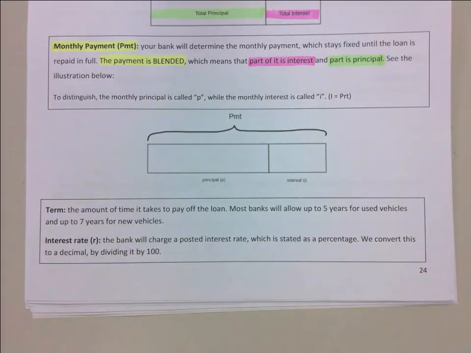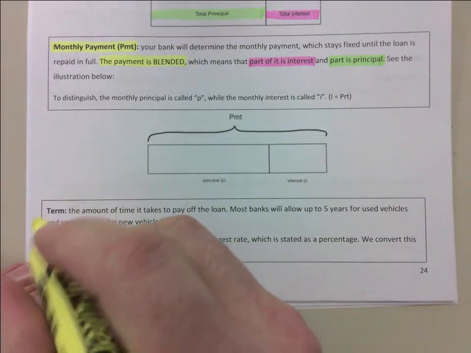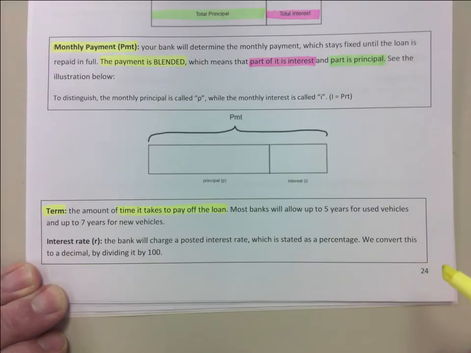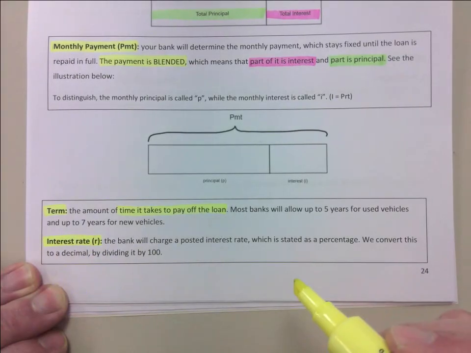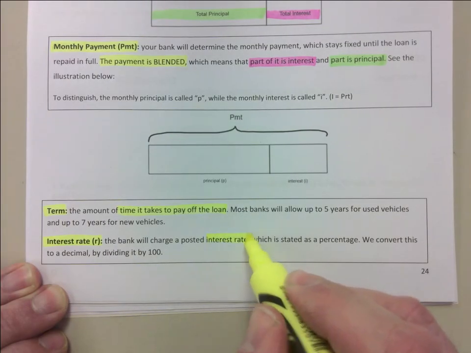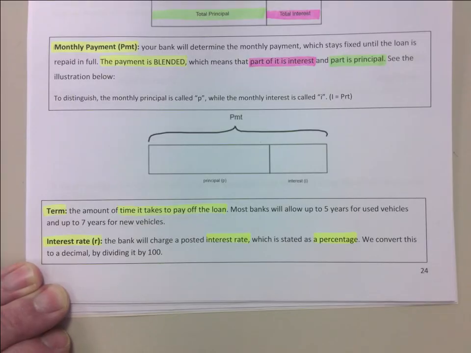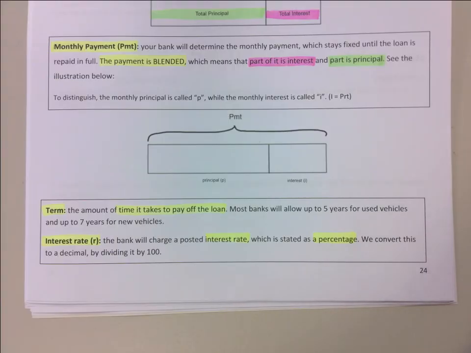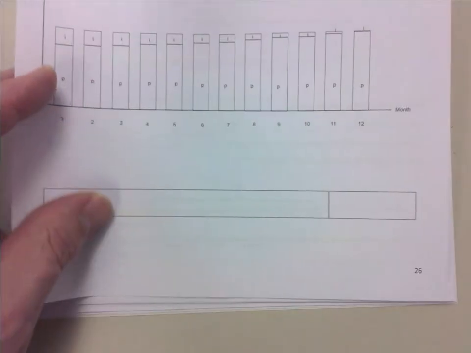A couple of items that you need to know. The term of a loan is the time it takes to pay it off. The interest rate R is just the interest rate, obviously, as a percentage. We convert it to a decimal by dividing it by 100, of course. Amortization is going to come back later when we do loans, so I'm just going to leave that. We're going to skip 25. Skip page 25, go straight to 26.